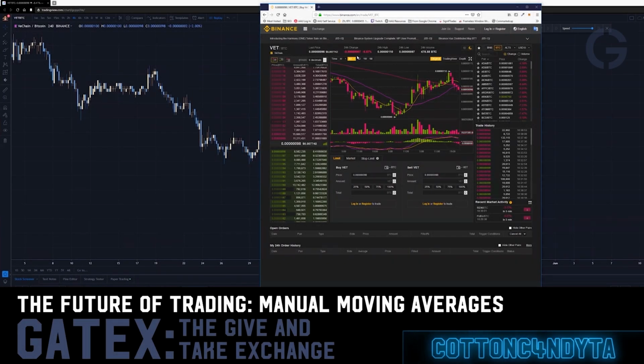Manual moving averages. So let's talk about moving averages for a second. They are the reflection of data from the past. This is very obvious. You take an average price point and you round the data, and that will give you a sample of what your moving averages look like.